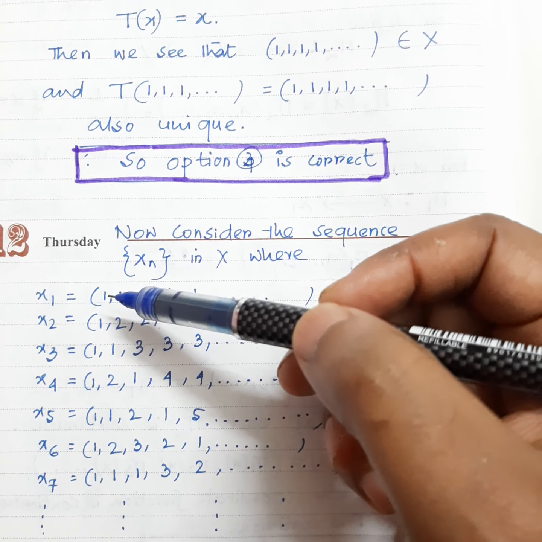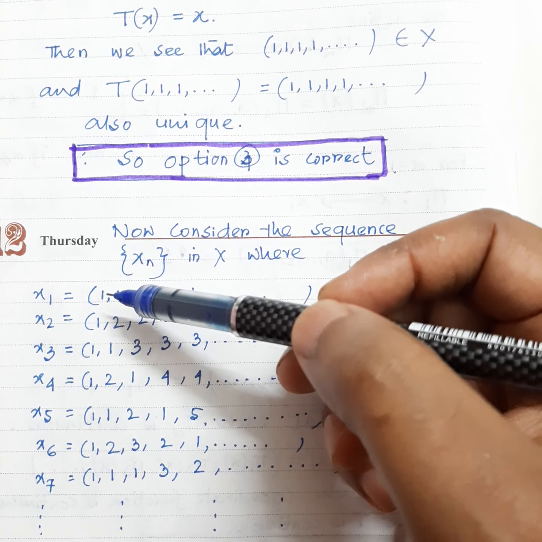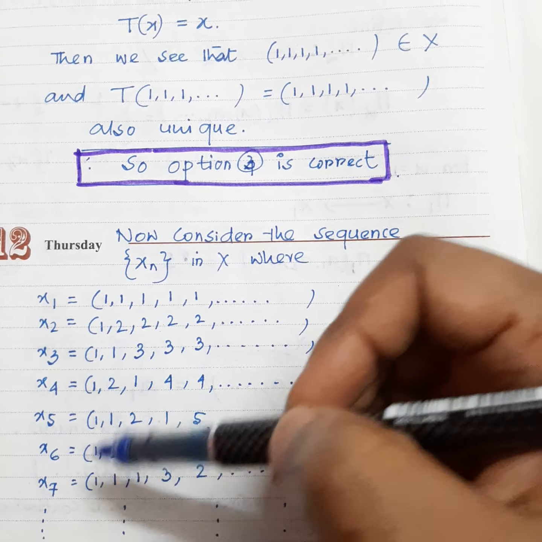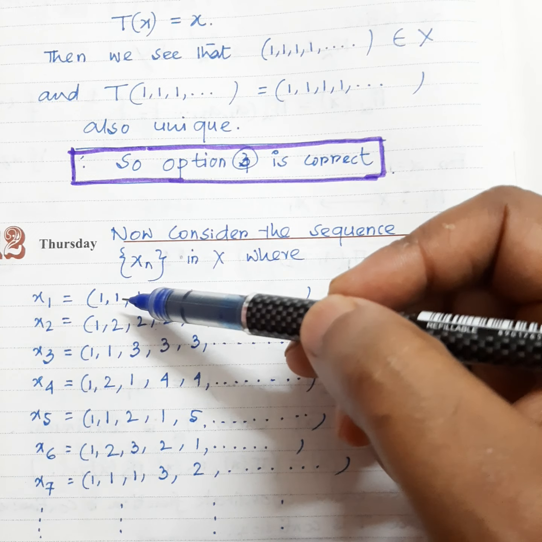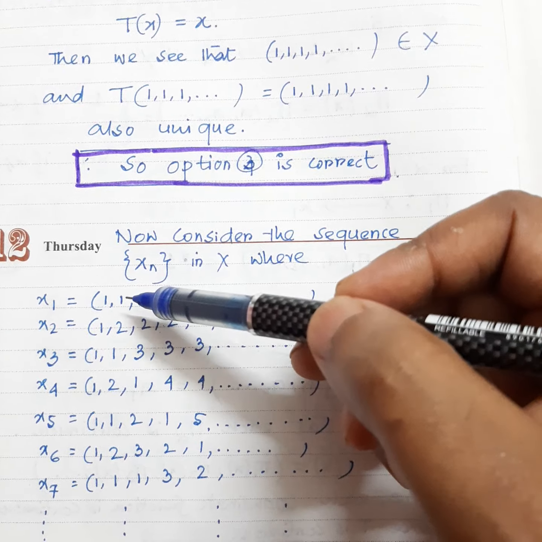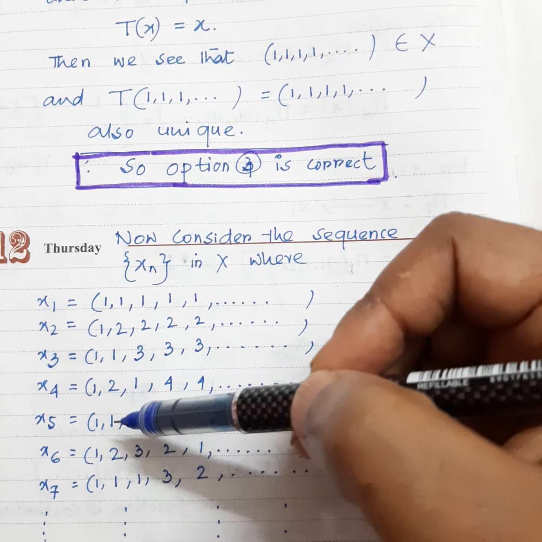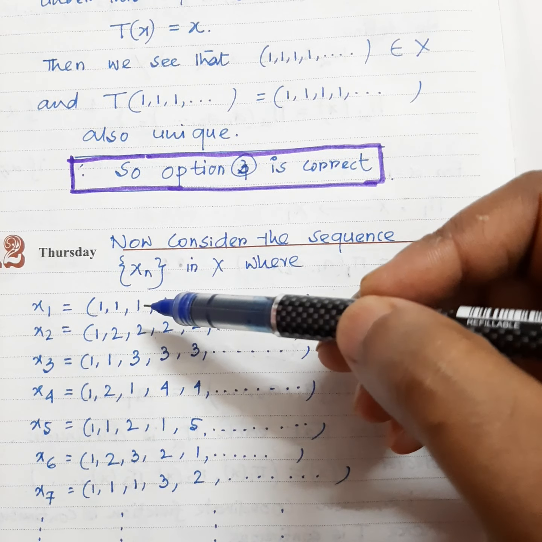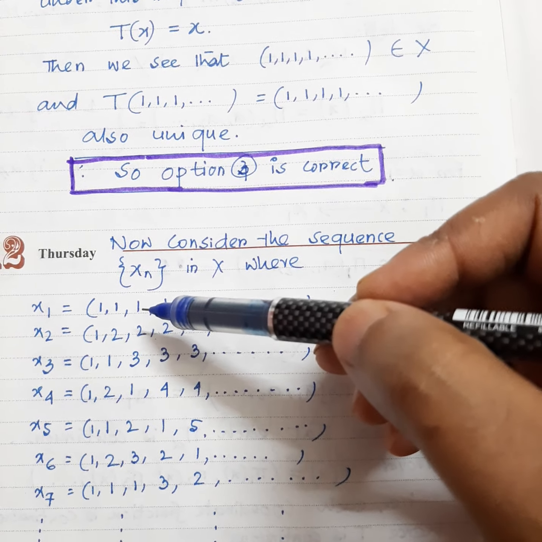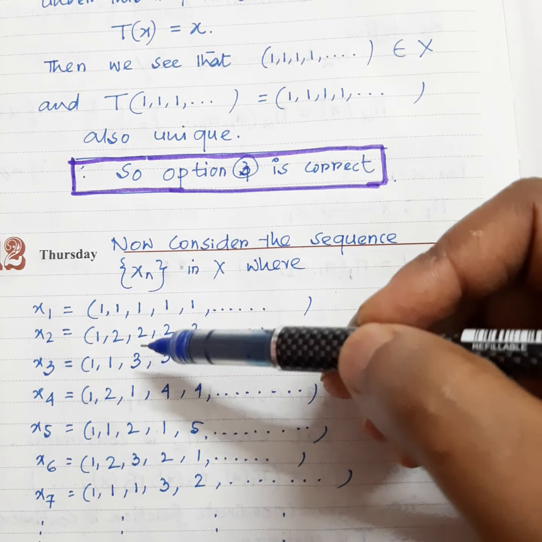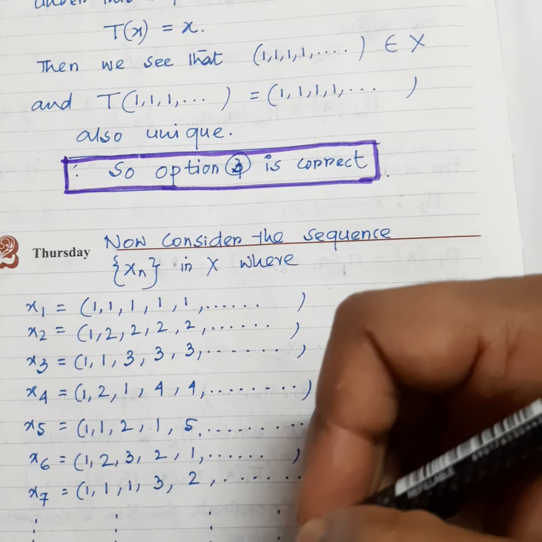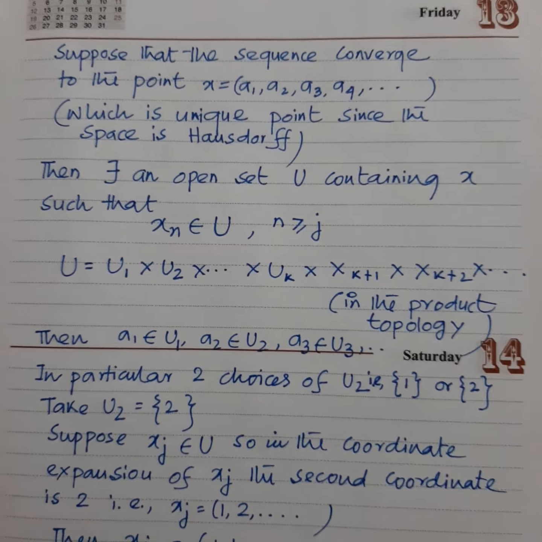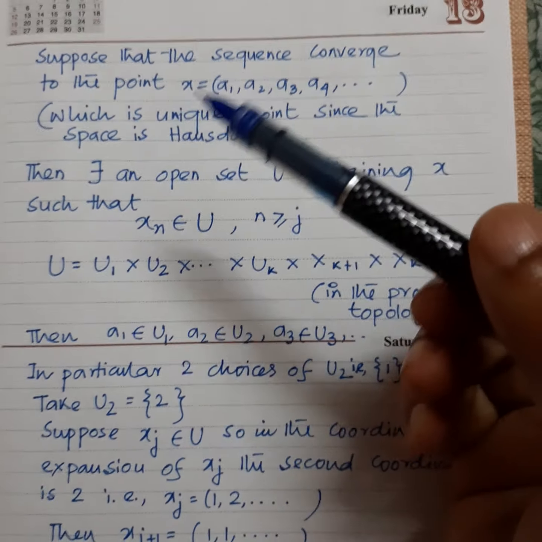In the first position there is only one choice, and this is 1, so I put 1 1 1 1 1 1. And in the second coordinate position there are two choices, 1 and 2, so I am putting 1 2 1 2 1 2. Similarly, in the third coordinate position there are three choices, so I am putting 1 2 3 1 2 3, and continuing in this manner I am constructing this sequence xn. Now we will see that the sequence does not converge to any point in X.